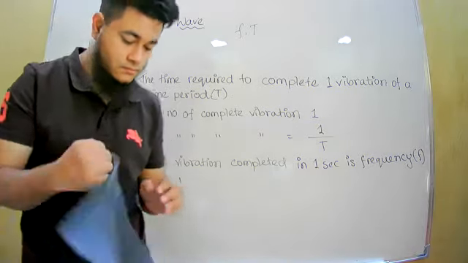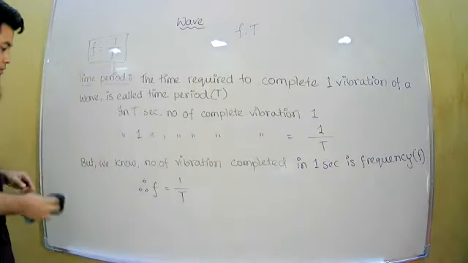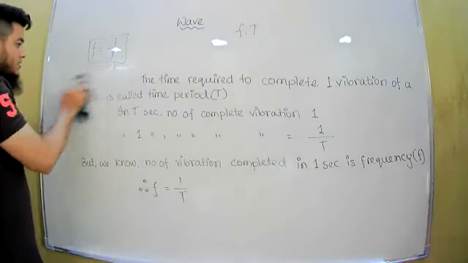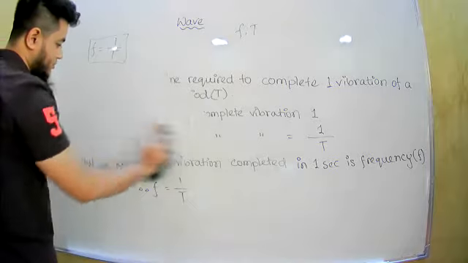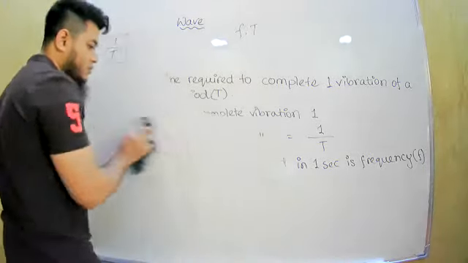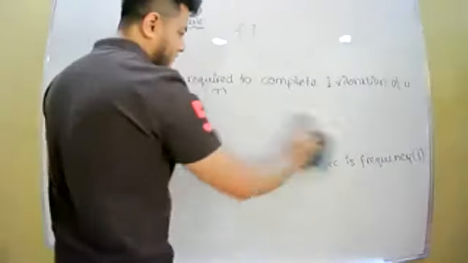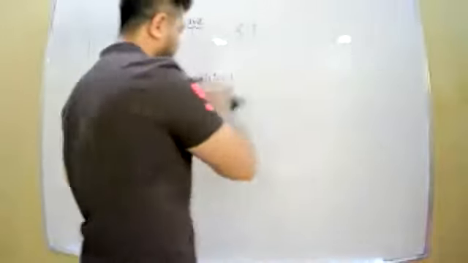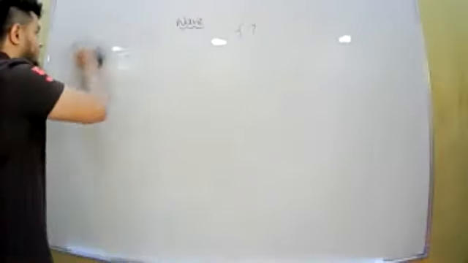Okay, sir. Thank you. Okay. So F is equal to 1 by T. Now we will establish another relationship, that is V equal to F lambda, the relation between velocity, frequency and the wavelength. Very popular, V equal to F lambda.